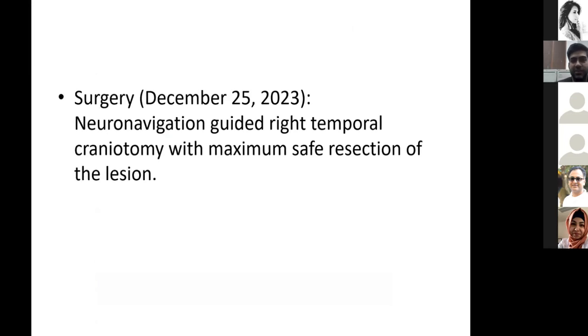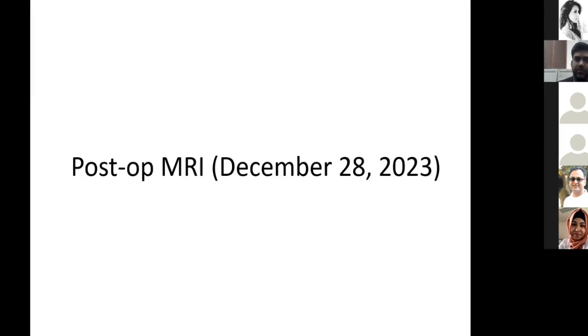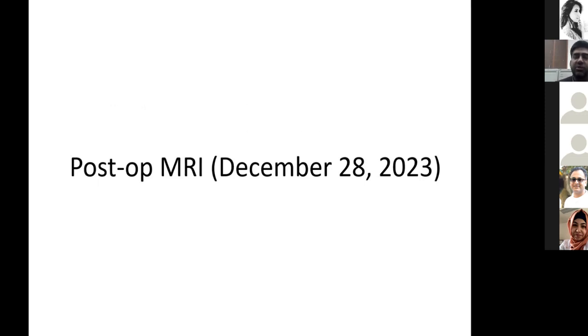Right. So he underwent neuronavigation guided right temporal craniotomy with maximum safe resection of the lesion. We got the post-op MRI done. Just wanted to add something: the MRI was done within 72 hours, not 48 hours.